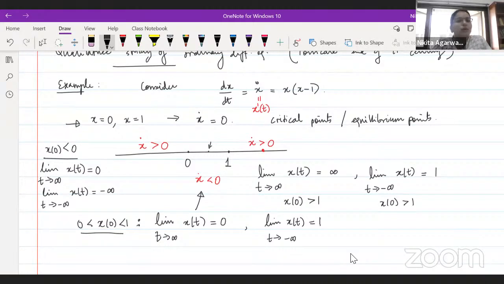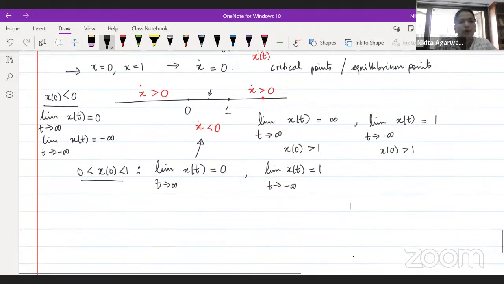Okay, this is what I mean by qualitative study of ordinary differential equations. Rather than finding a precise solution, you just focus on how the trajectories would behave eventually. Okay, and why is it important? For a very simple reason, that you cannot solve most differential equations.